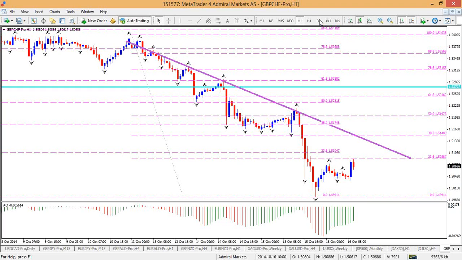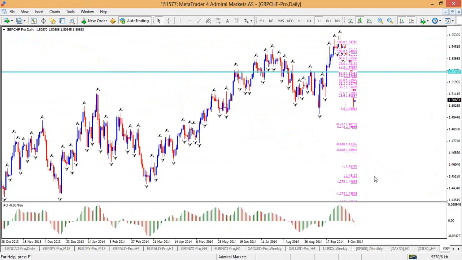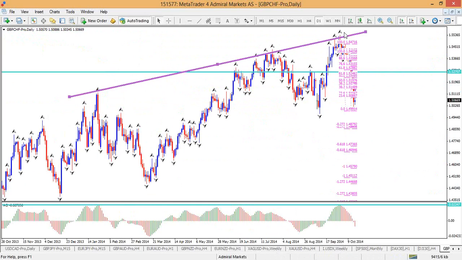Let's see, divergence on daily. Not sure exactly where you see it. Between these tops, there's convergence. Between these tops, there's slight divergence indeed.